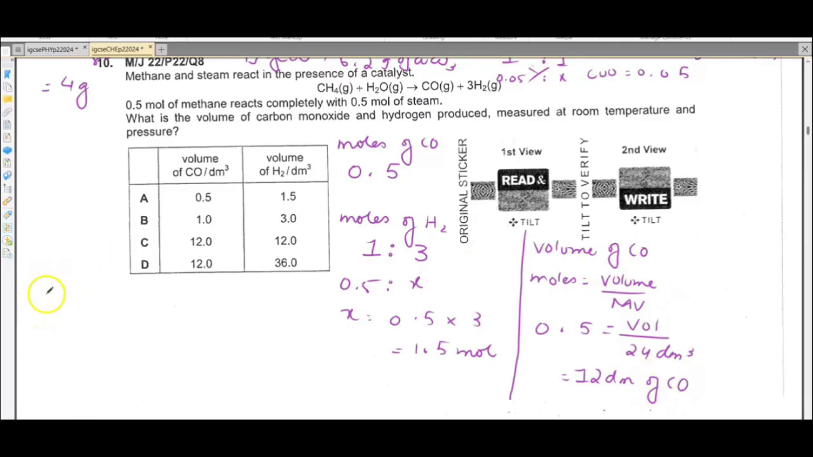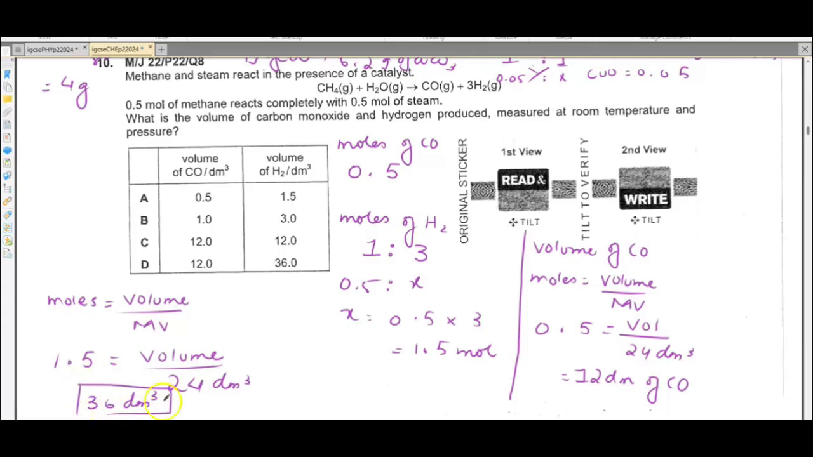And now we need to find the volume of H2. For that, we also need the same formula. Moles is equal to volume of hydrogen by molar volume. So the moles of hydrogen we found out to be 1.5. Volume we still have to find. And for molar volume, we are going to use 24 decimeter cubes. So 24 into 1.5 is going to give us the volume as 36 decimeter cubes.